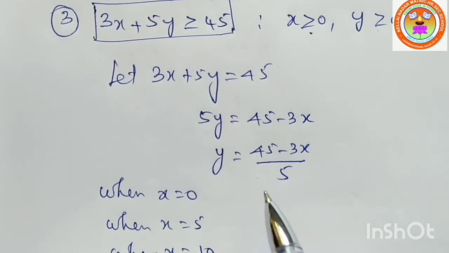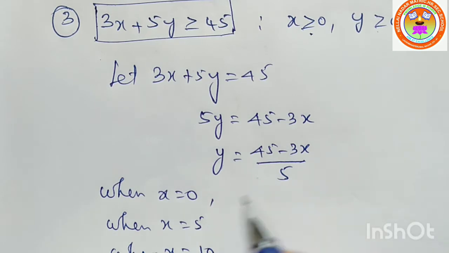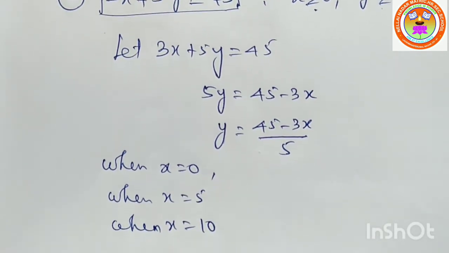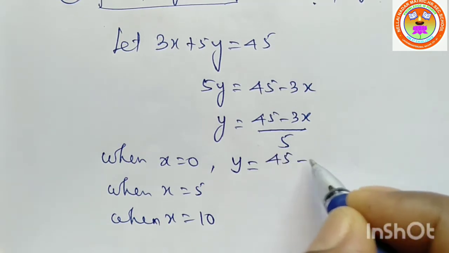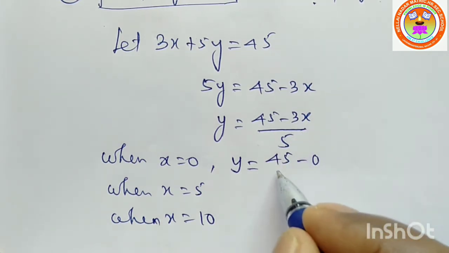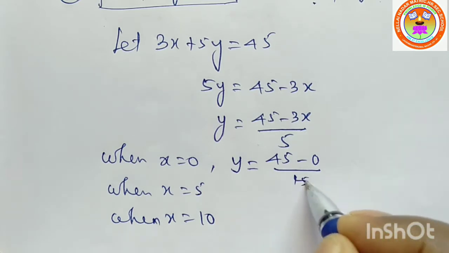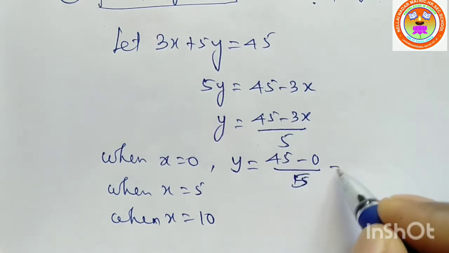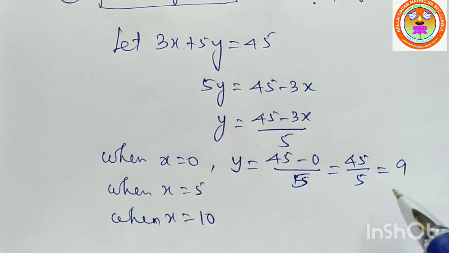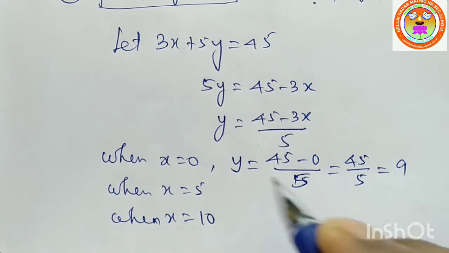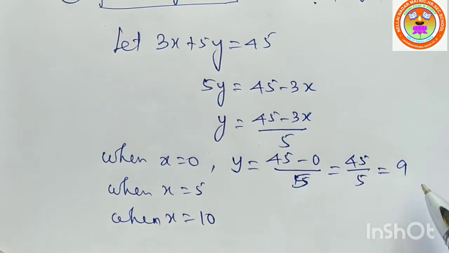Then only we will get the whole number for y. Suppose if we apply x is equal to 0, what will happen to y? y is equal to (45 minus 3 into 0) by 5. Here 3 into 0 is 0, so we are getting 45 by 5. 9 5s are 45, right? So the y value is equal to 9.